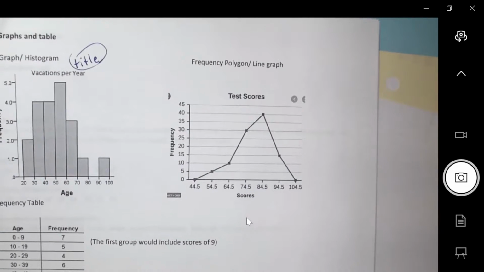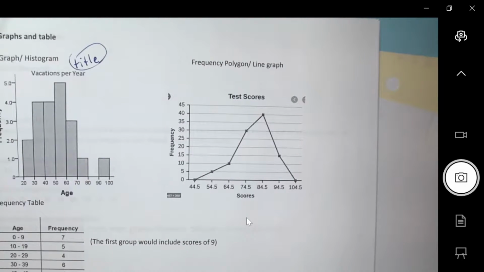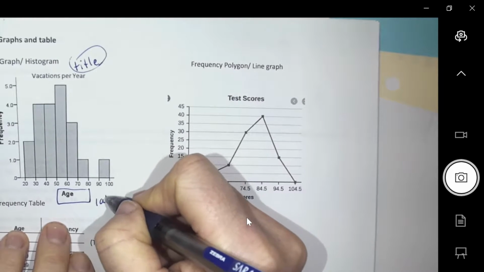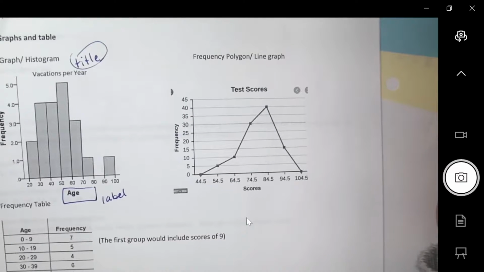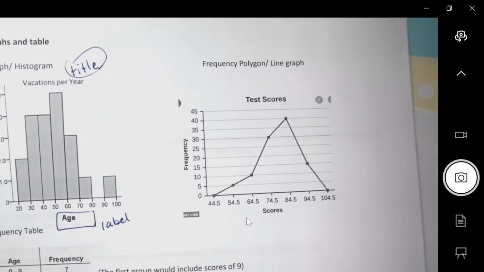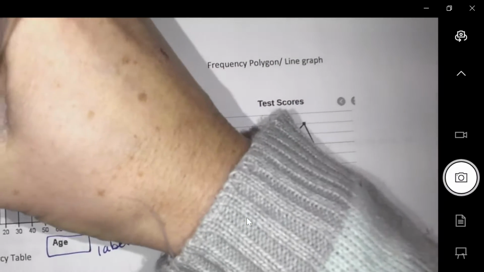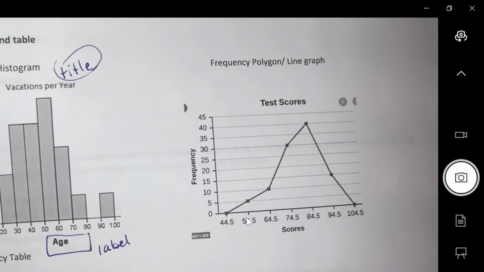So this graph is describing vacations per year. That's what we're describing. You will need to put a label on your x-axis. So this is the age of people. And you will also need a label on your y-axis. So this is the frequency.